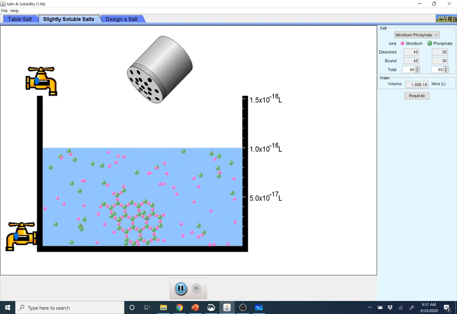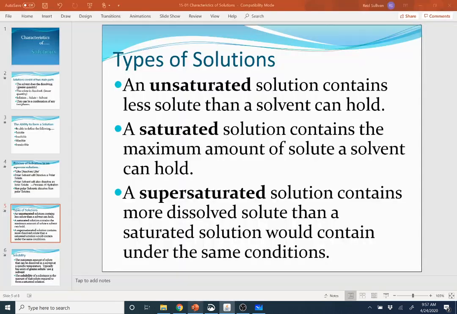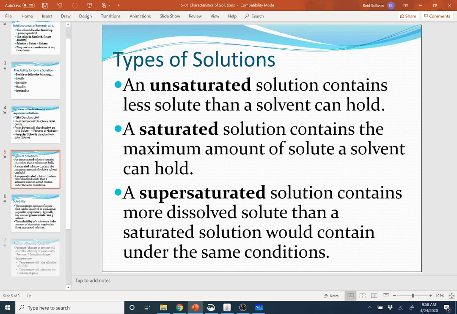So as you can see, we reached the saturation point very quickly. So what are some things that we can do to change saturation? Saturation just means that you're at the limit of the amount of solute that can fit in the solvent. Unsaturated means you're not at that limit. And supersaturated means you've done something to force more into the solution than could normally fit. And we'll talk about what you can do to do that.